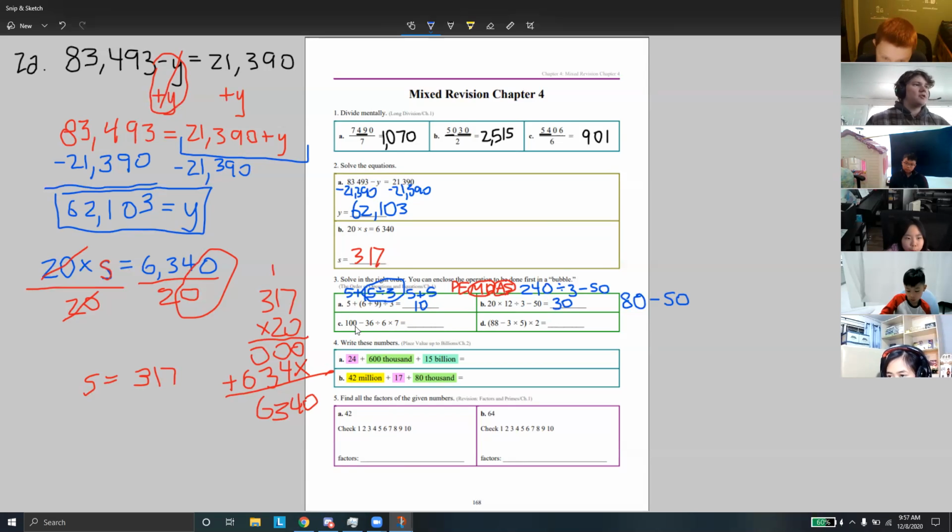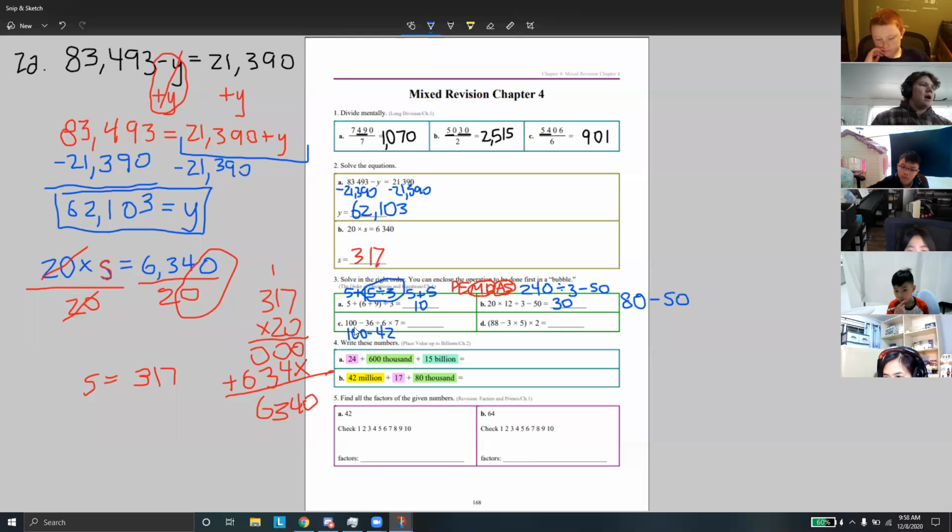Okay, next we have 100 minus 36 divided by 6 times 7. So first we're going to do parenthesis, no parenthesis, exponents, no exponents, multiply or divide. Remember, we're going left to right. This, nope, 100 minus 36 is not multiply or divide, but this is 36 divided by 6, and so that's going to be, what, 6? So we have 100 minus 6 times 7, and so can we multiply or divide? Yes, we can. Here, 6 times 7, that's going to be 42, right? So I can erase that and write 42.